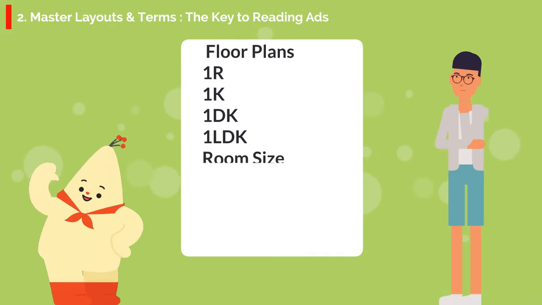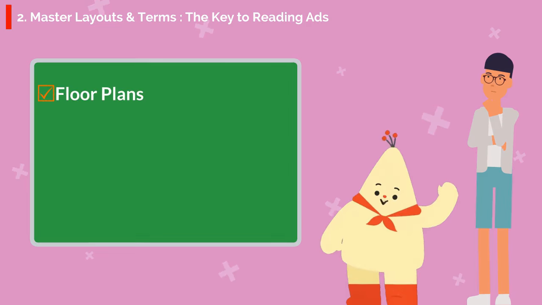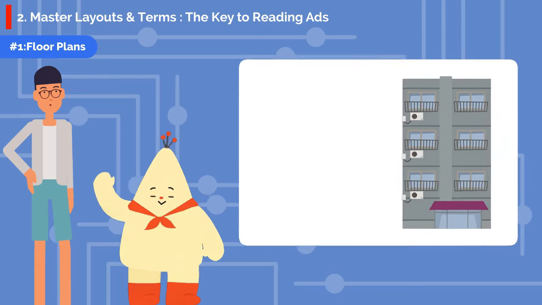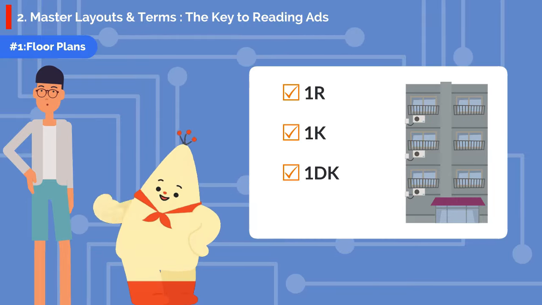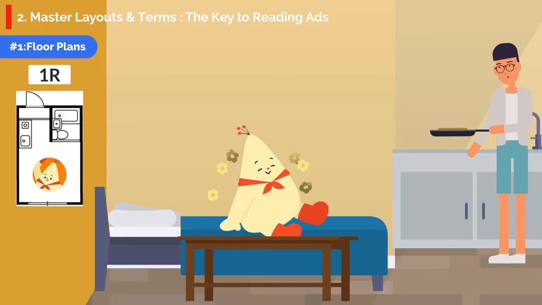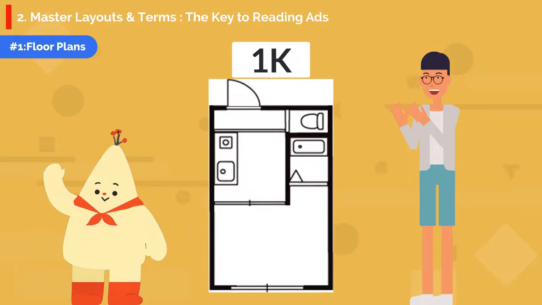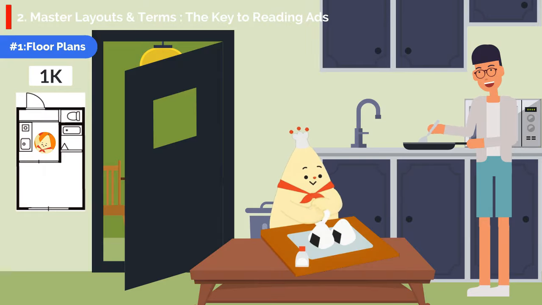Now let's take a closer look at the Japanese expressions you'll see in these ads. There are three main categories you should understand. First, floor plans. In Japan, you'll commonly see labels like 1R, 1K, 1DK, 1LDK, and so on. 1R stands for studio, a studio-style layout where the kitchen and living space are combined. It's perfect for someone living alone. 1K means one room plus a separate kitchen. If you like cooking and want the kitchen separated, this is ideal.